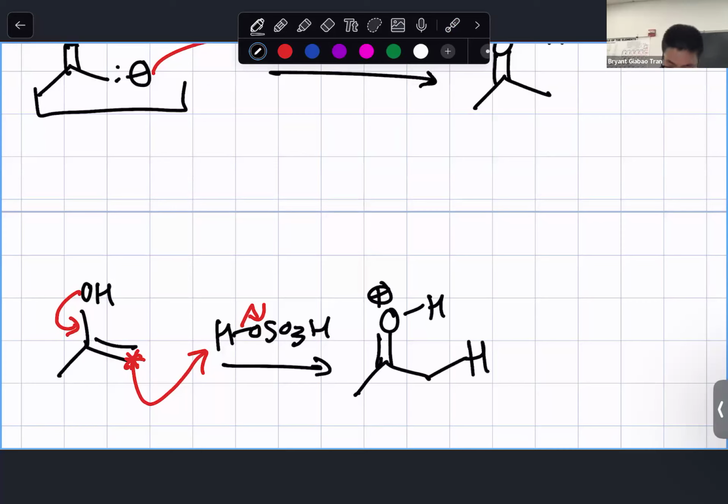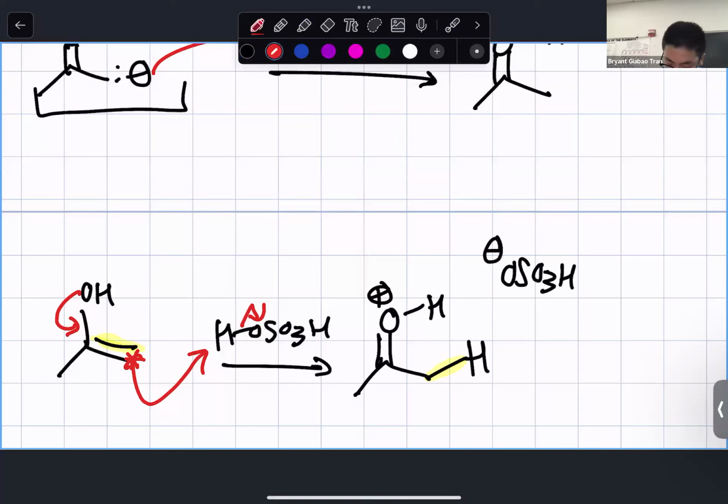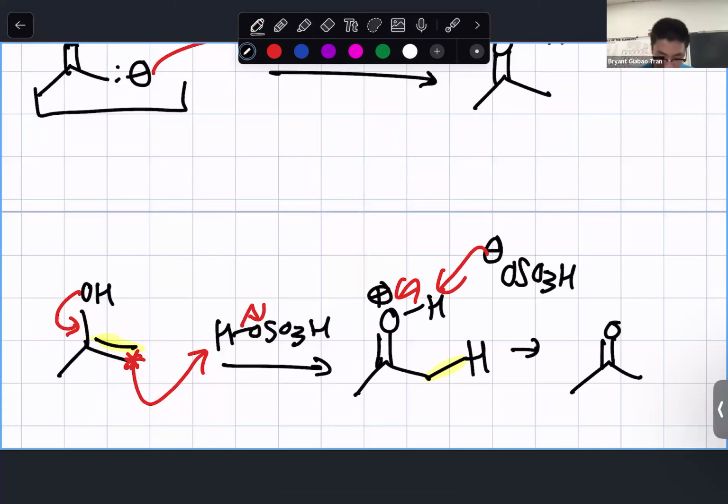Right. So let me make that more clear by highlighting that alkene bond, which is this bond right here. It made that bond between that carbon and hydrogen. And then the last step here is just to neutralize that oxygen by deprotonating it, like that. Okay, so that was acidic conditions.